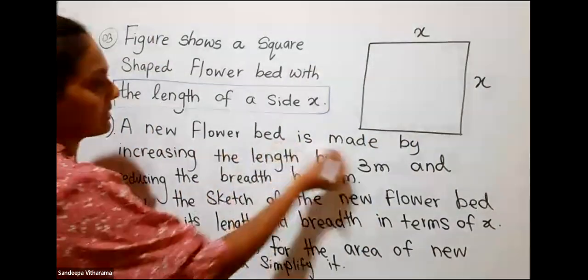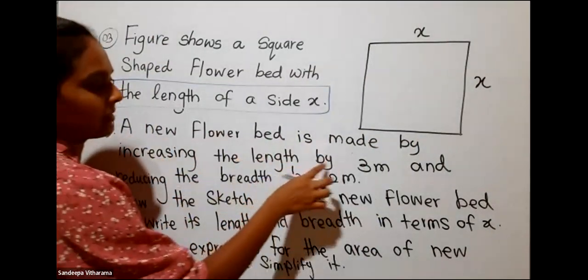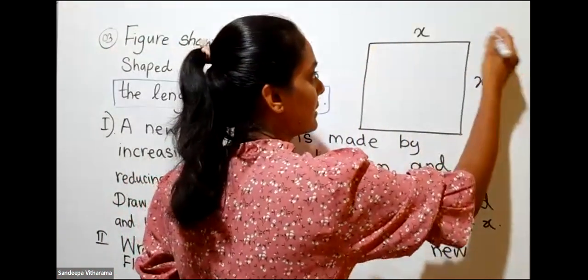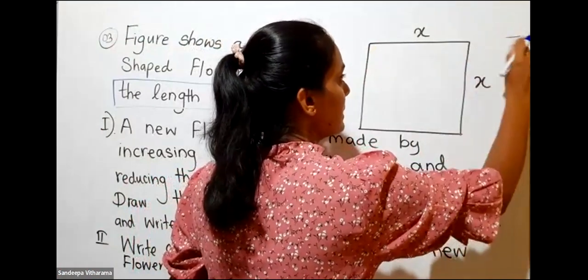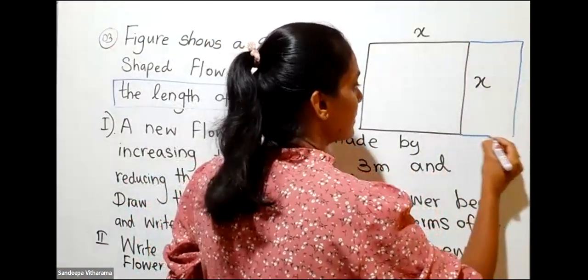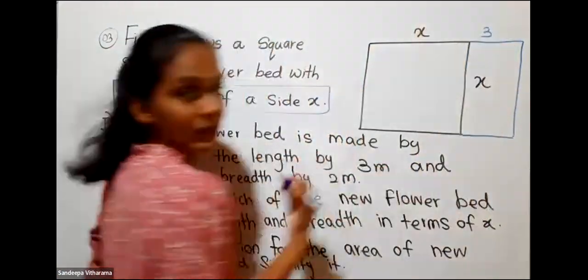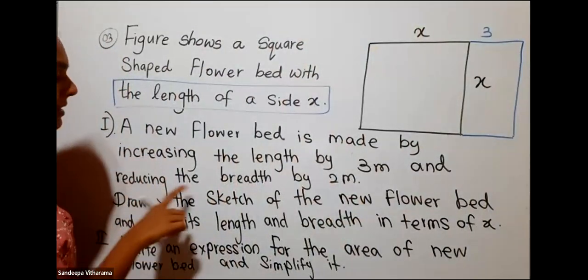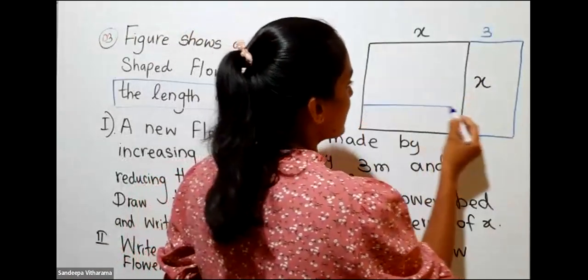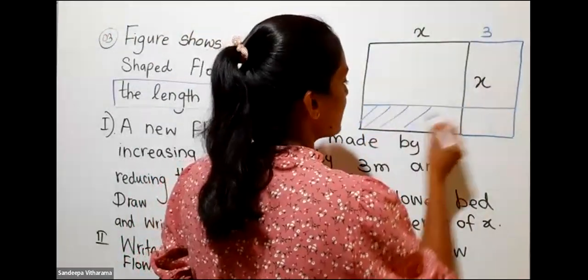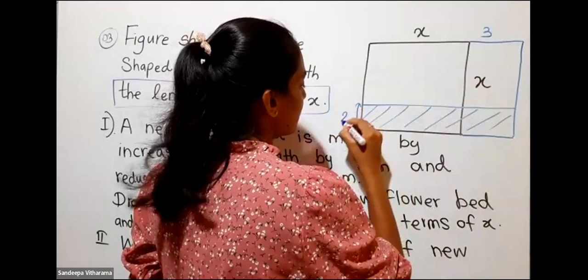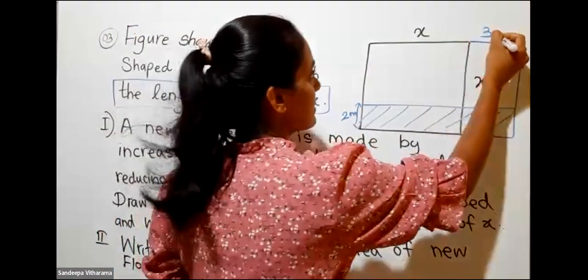A new flower bed is made by increasing the length by 3 meters. The length is this side. The main side length is increased by 3 meters, so it is expanded to this side, and this is equal to 3 meters. And reducing the breadth by 2 meters. Breadth is this side, so it is reduced from this. This portion is removed. It was x and this was 2 meters. This is 3 meters.